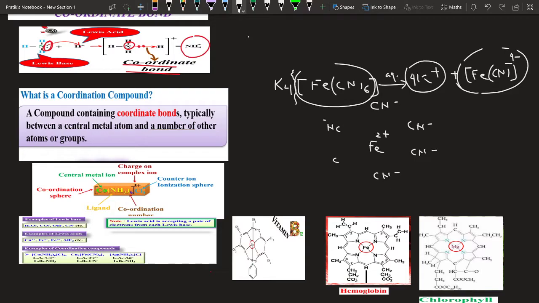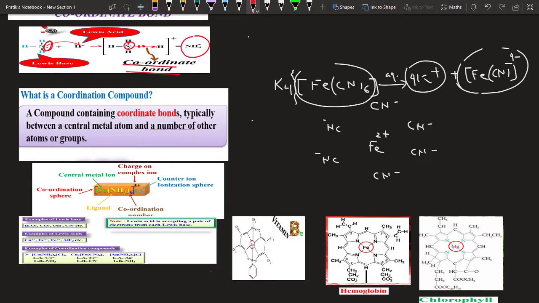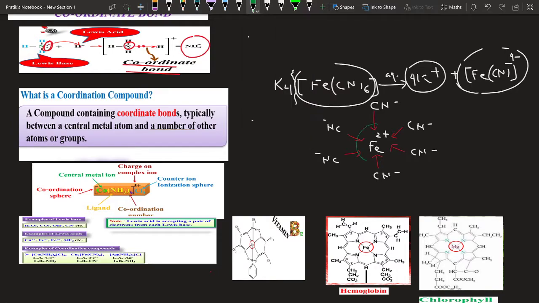Now the bond which is formed between Fe2 plus and 6 CN minus is a coordinate bond. So who is the donor group and who is the acceptor group? The donor group is the CN minus ion, and the acceptor group is what? Central metal ion. If you see this part, student, this part is acting as what? Electron acceptor.